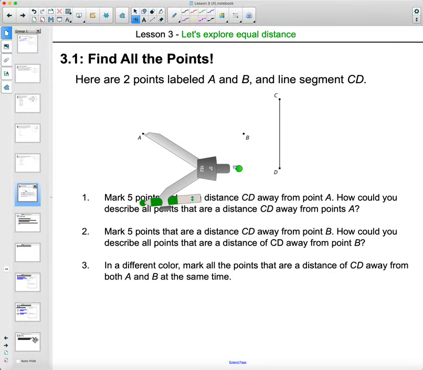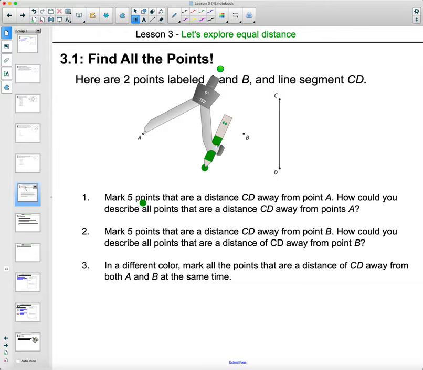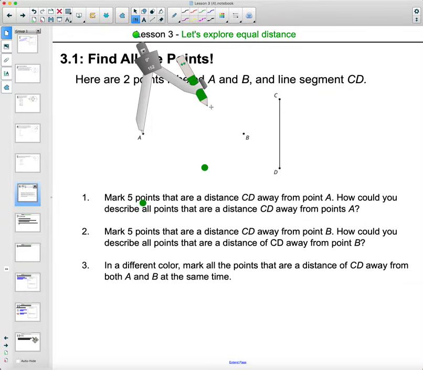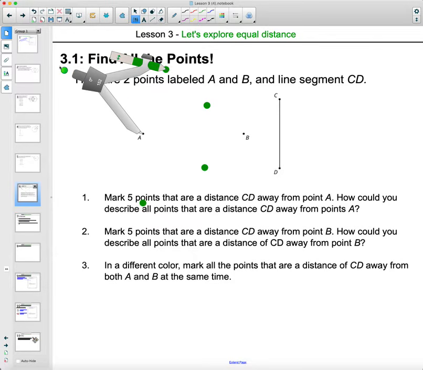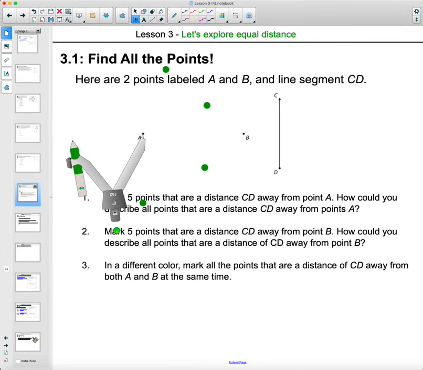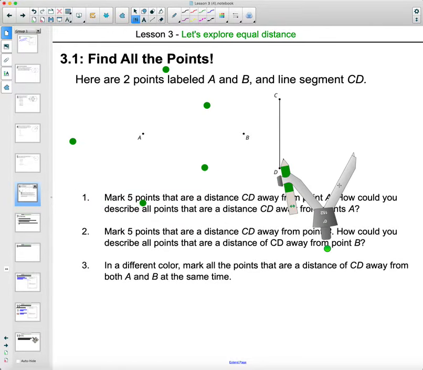So that would be one. Then you could move your compass and find another one. You could move your compass and find another one. Wherever, you can do these 5 points wherever you want, as long as they are CD distance away from A.